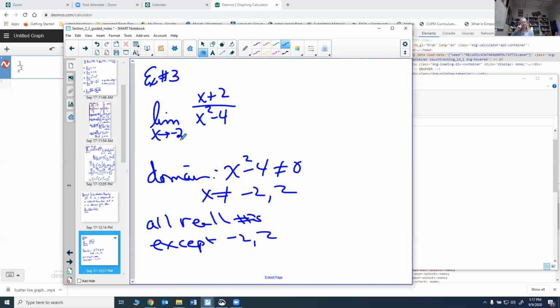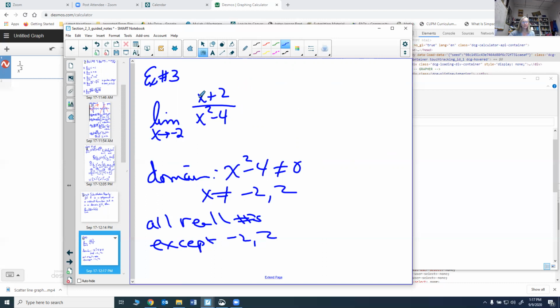Well, the problem is that this one is letting x go to -2. So I can't use the direct substitution property that we just talked about, because I'm not in the domain. My a is not in my domain. So I've got to figure out something else to do instead.